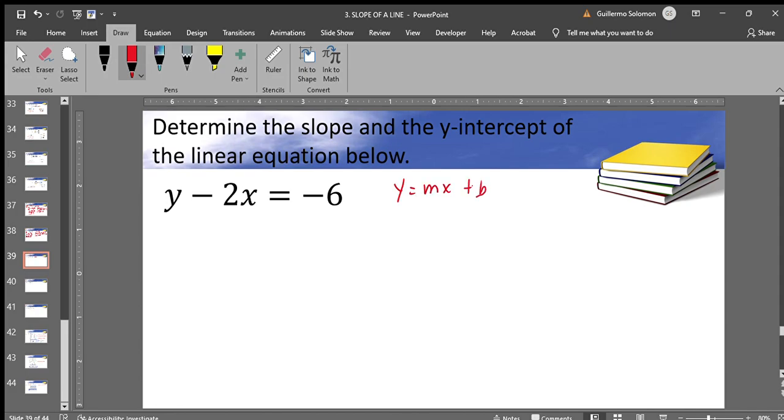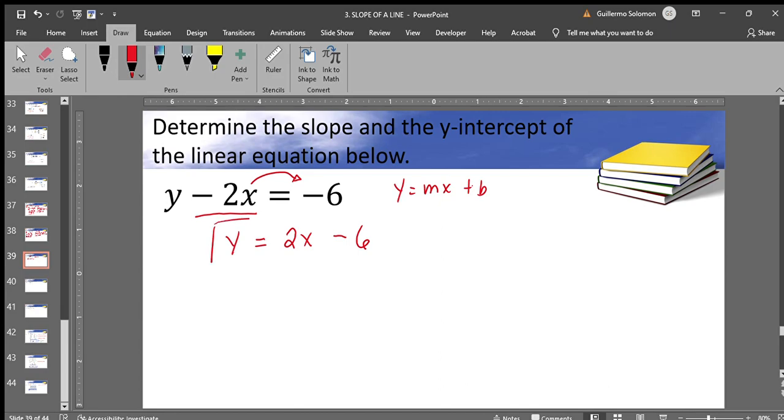Para may guide tayo, always write our formula. Y is equal to mx plus b. Now, we need to isolate y. Okay, lahat ng may x term, ililipat natin siya sa right side. So isolate y. Since y na lang siya, may iwan siya dyan. Y is equal to, from negative 2x, transpose it, it will become positive 2x. And then rewrite negative 6.